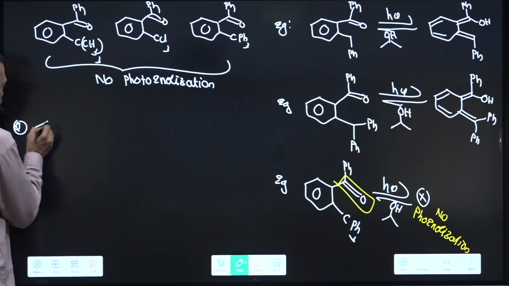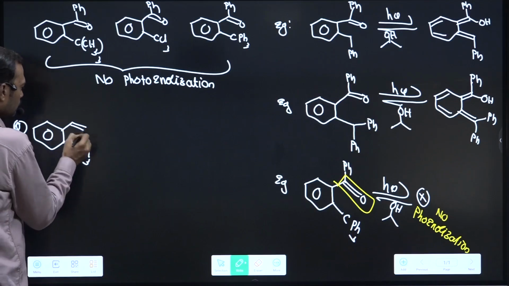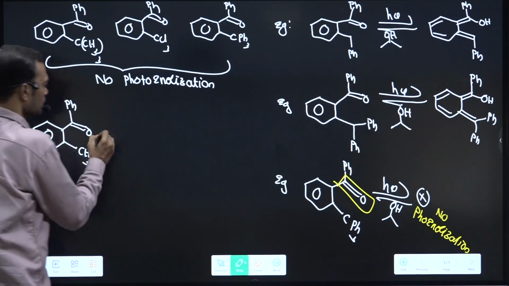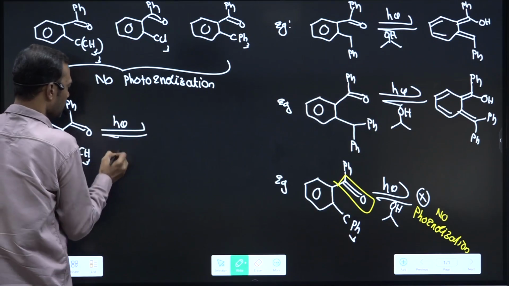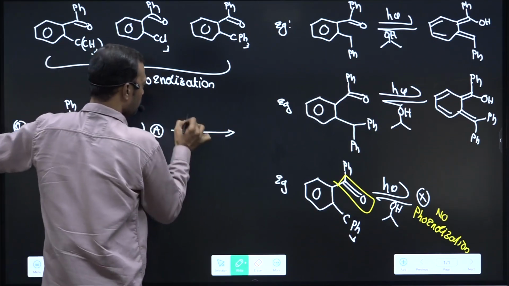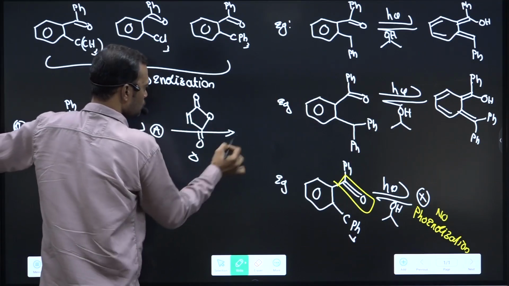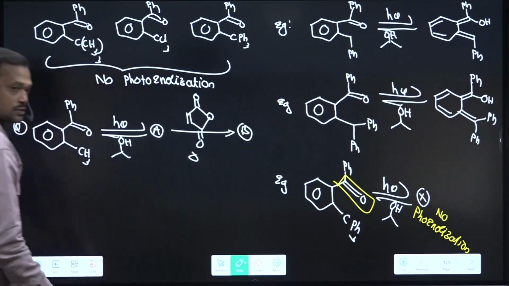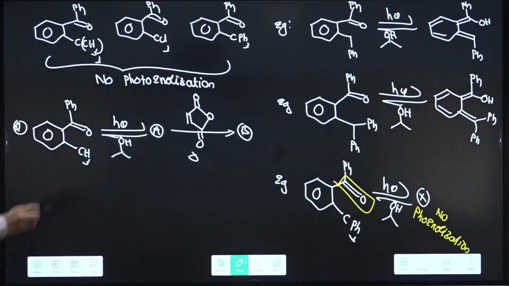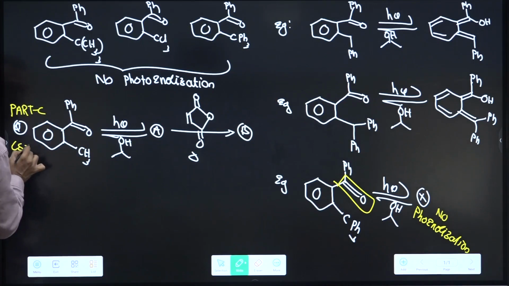So like this, they will ask a question. This is carbonyl and this is Ph. Now they will give photochemically one solvent. Then they will give A. This A on treatment with a dienophile under thermal conditions gives B. So what is your answer? Like this they will ask. Like this you may expect a Part C question in CSIR.